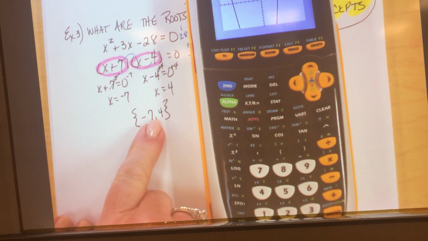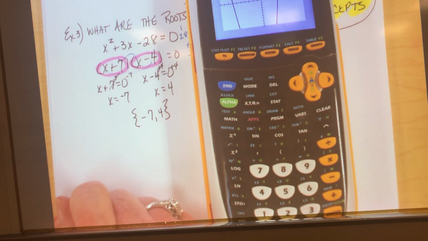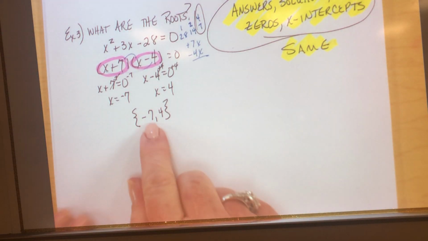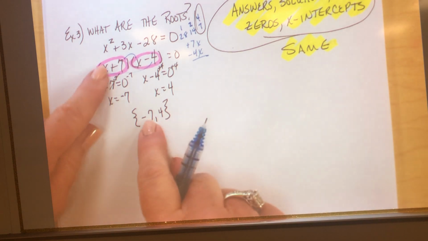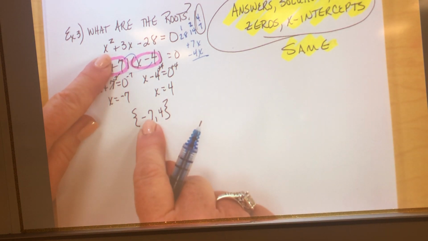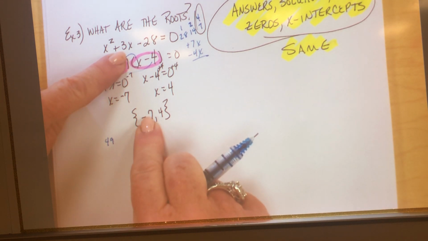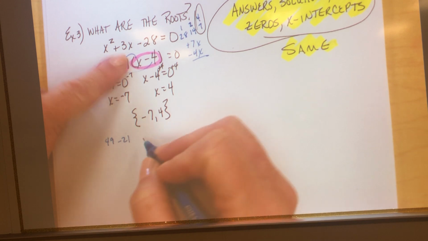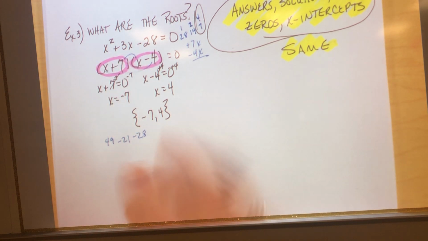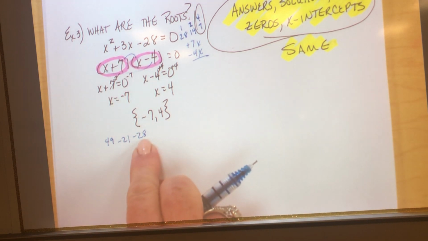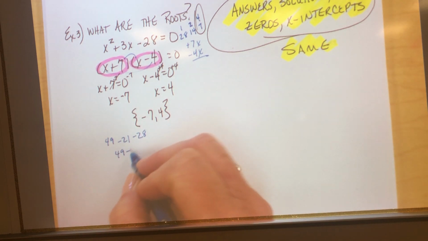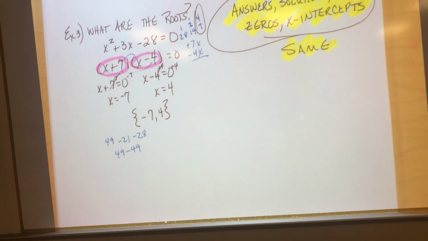Now, is that the only way to check this, guys? Could you plug this in and make sure you get 0? Yes. What is negative 7 squared? 49. What's negative 7 times 3? Negative 21. And then minus 28. Guess what negative 21 and negative 28 make? Negative 49. There's my 0.